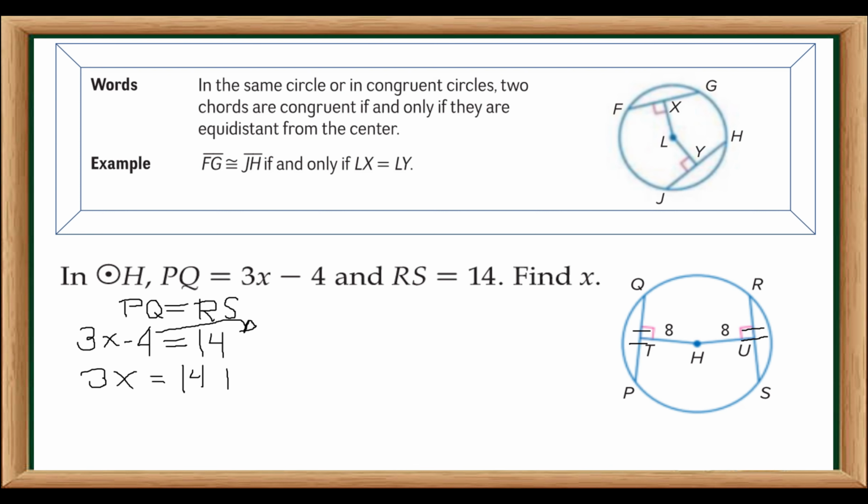3x minus 4 is equal to 14. Transpose negative 4 to the other side, it will become positive 4. 3x is equal to 14 plus 4. 3x is equal to 18. Divide both sides by 3. So therefore, the value of x is equal to 6.